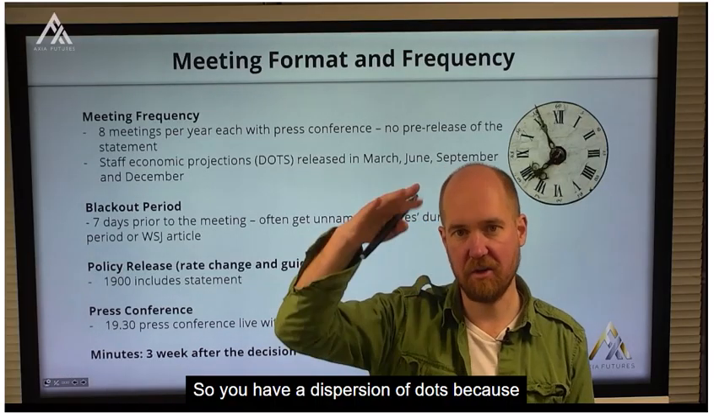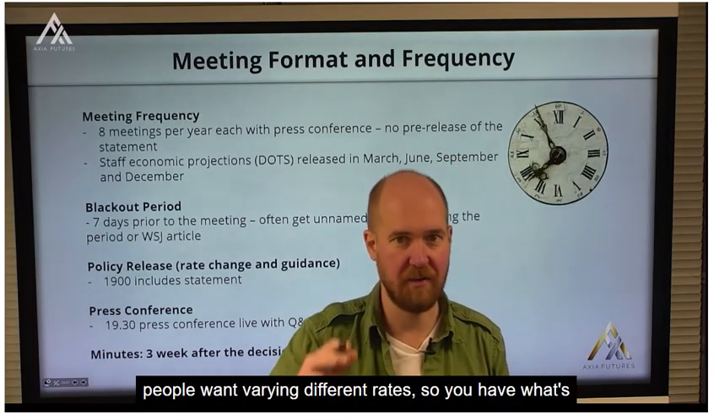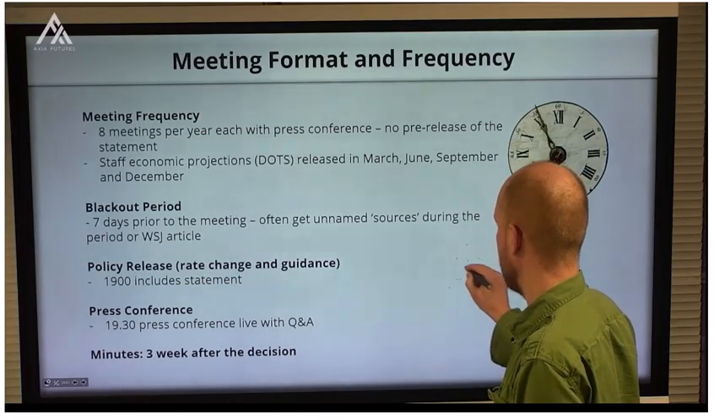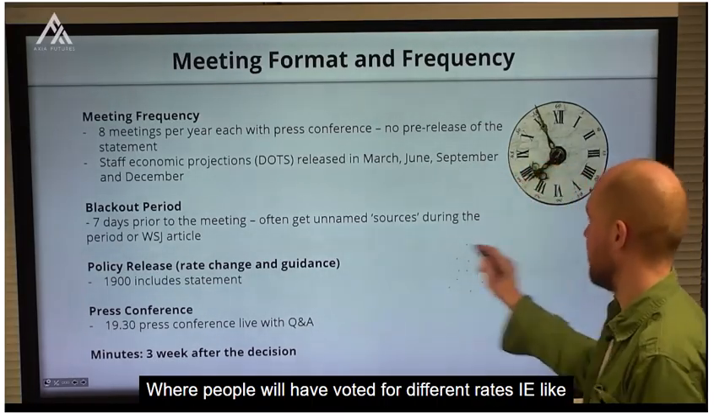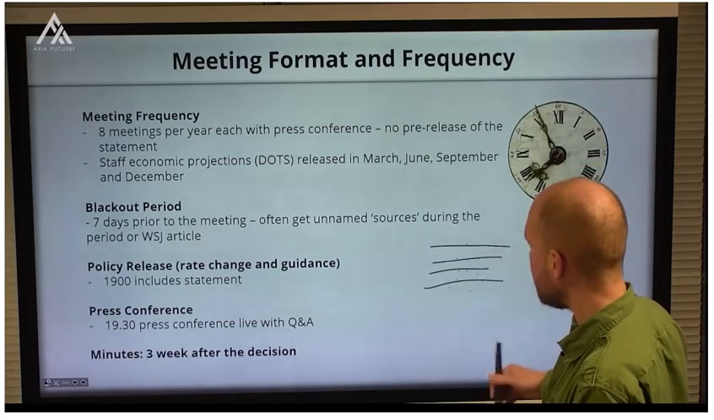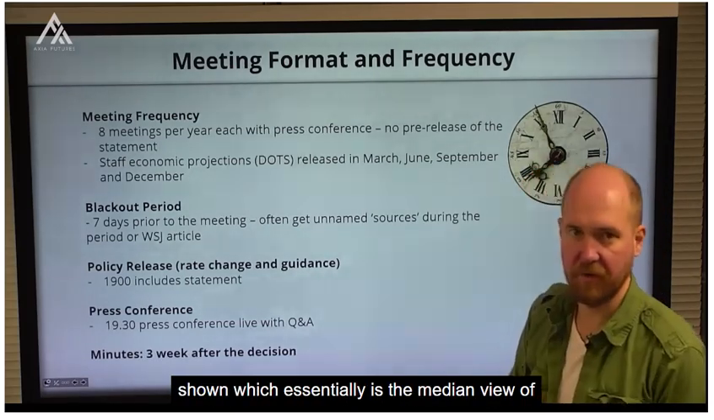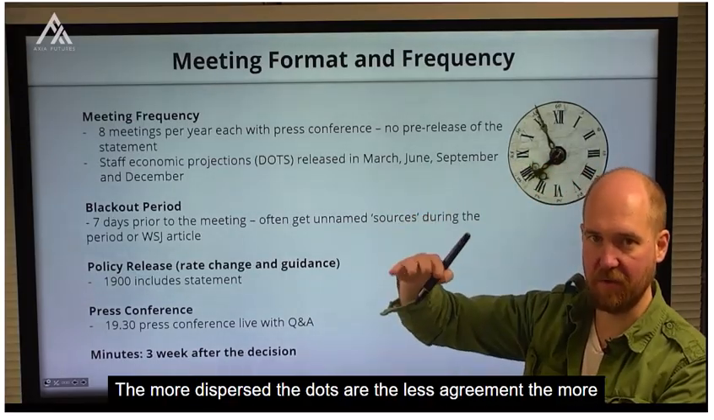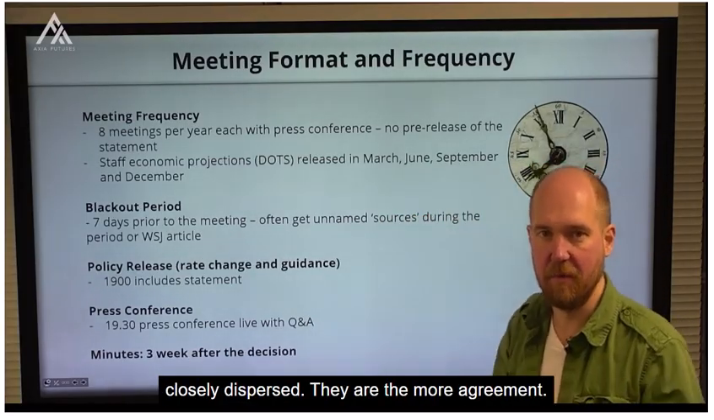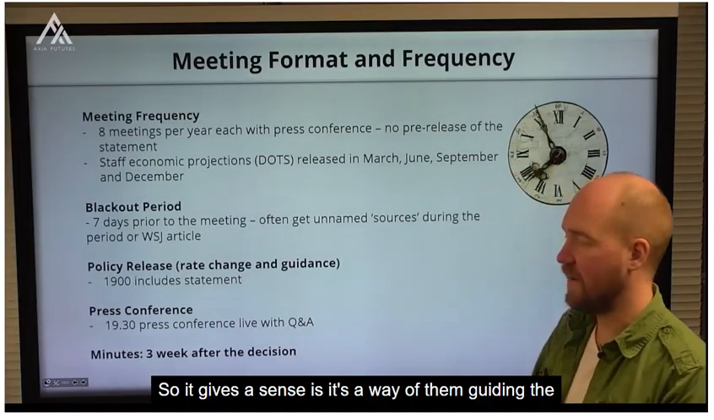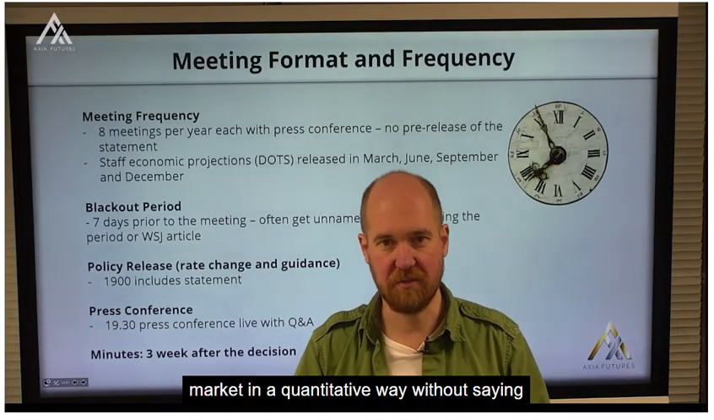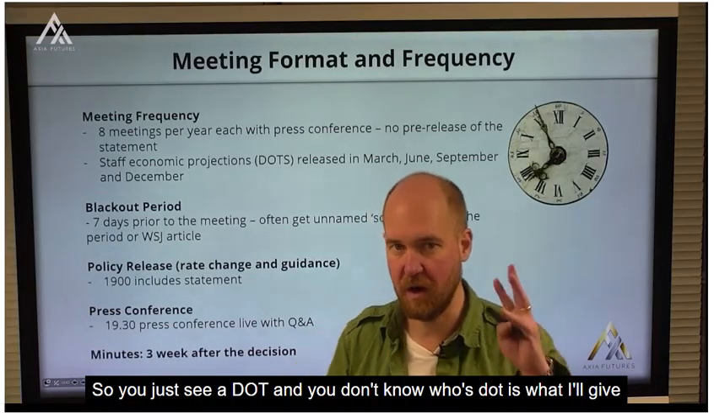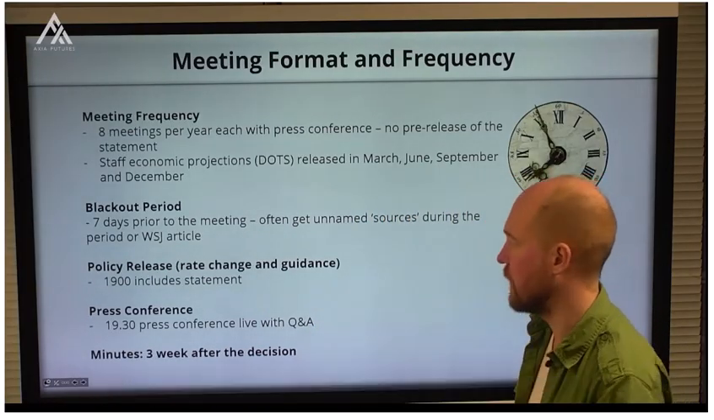This serves as a way of giving an indication of where rates are likely to go. So you have a dispersion of dots because people will want varying different rates. So you have what's called a dot plot, where people will have voted for different rates, like that. The median rate is the one that you will get shown, which is essentially the median view of all members. The more dispersed the dots are, the less agreement. The more closely dispersed they are, the more agreement. So it gives a sense. It's a way of them guiding the market in a quantitative way without saying who's voted for what. So you just see a dot and you don't know whose dot is what. I'll give you an example if you're wondering exactly what I'm talking about.